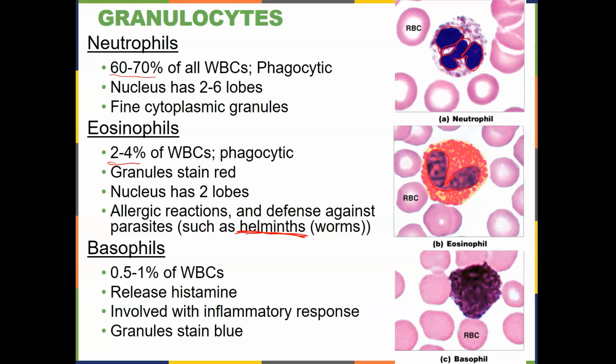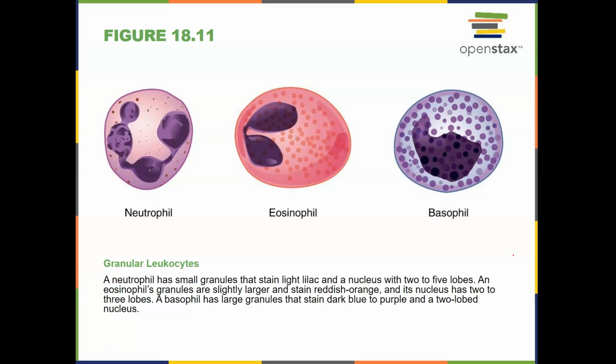And the last of the granulocytes are the basophils. These are pretty uncommon. They're 0.5 to 1% of all white blood cells in the blood. They release histamine, and they are very involved in inflammation. They release histamine in response to all kinds of crazy stuff. Sometimes tissue injuries, sometimes something that you're allergic to. Sometimes they're just hyperactive. So basophilic immune response can also contribute to conditions like lupus and other autoimmune diseases. And these guys have blue staining granules. So here's another picture of the granular leukocytes, the neutrophils, eosinophils, and basophils.